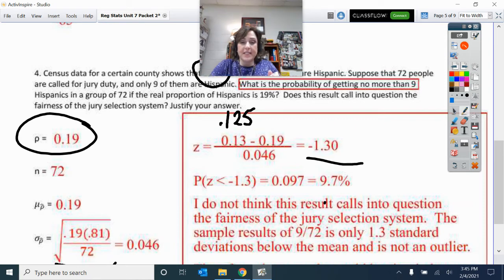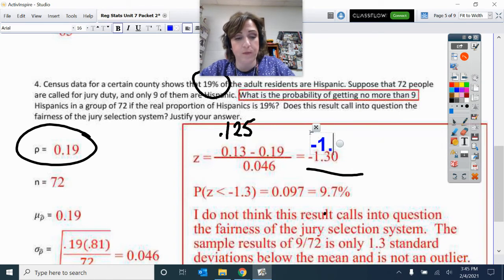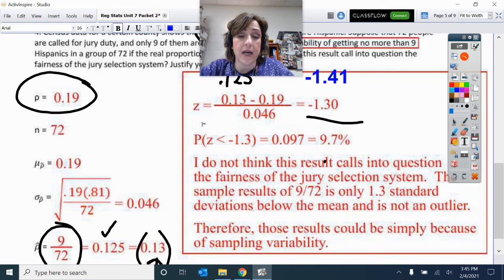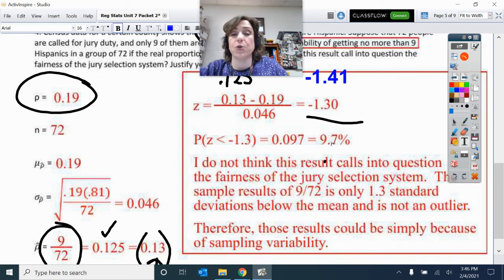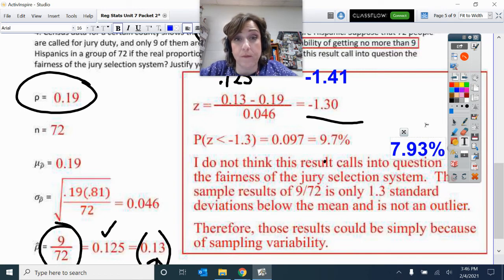What would it be if I did it with the 0.125? So 0.125 minus 0.19 over the 0.046, that's a negative 1.41. So if you did it the other way, you got negative 1.41. If you use the 0.125, then your rate wasn't 9.7, it was something else. So that's the probability we would have gotten that much or less, 7.93% if you had done the other.